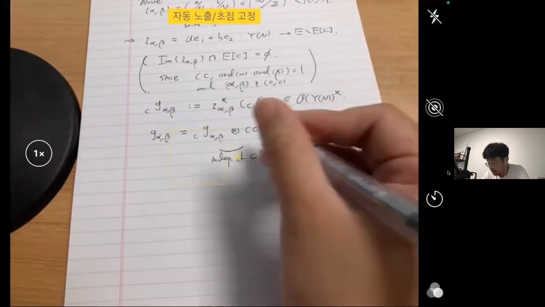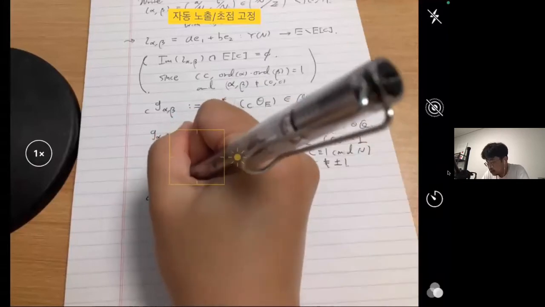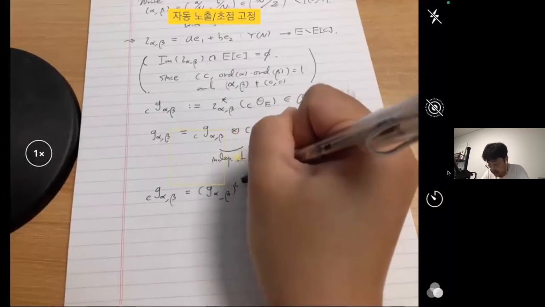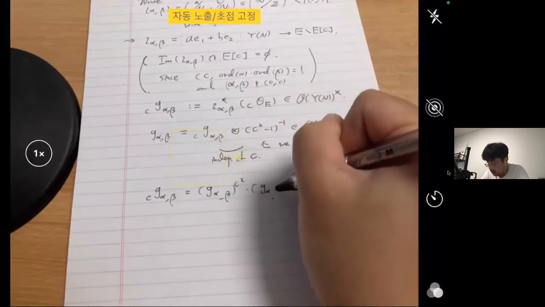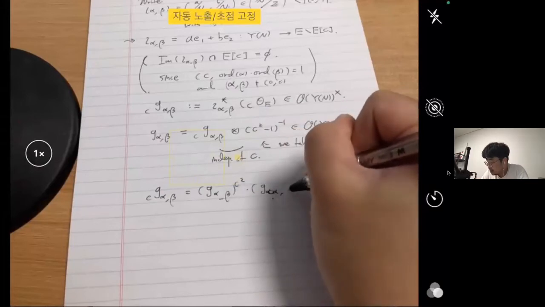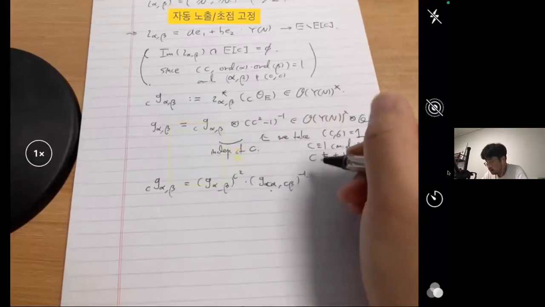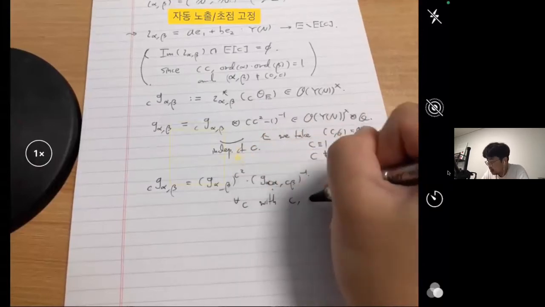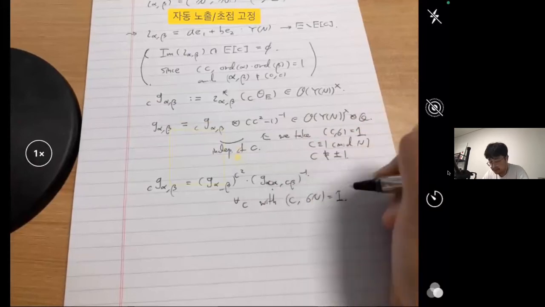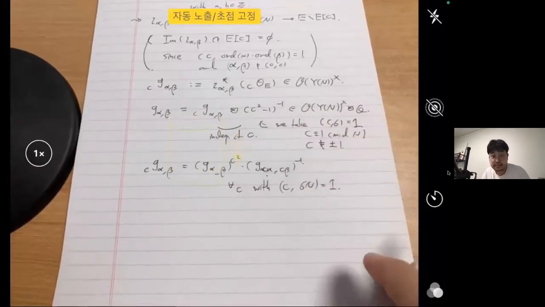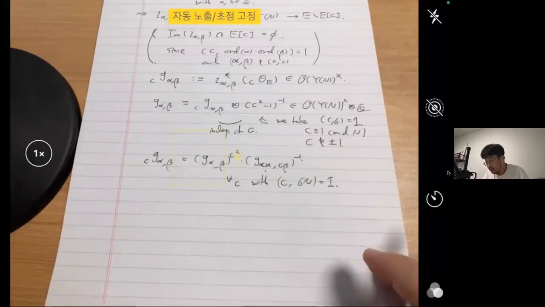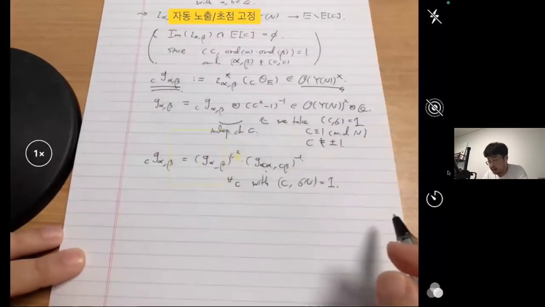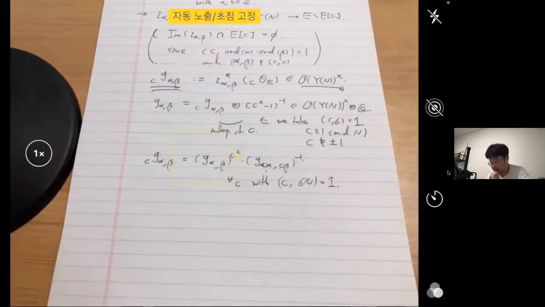And conversely, we can recover on the other side. So CG alpha beta is the G alpha beta to C square in a similar manner, C alpha, C beta inverse, for any C satisfying that C and 6N are coprime. Okay, now we have some units, modular units here.